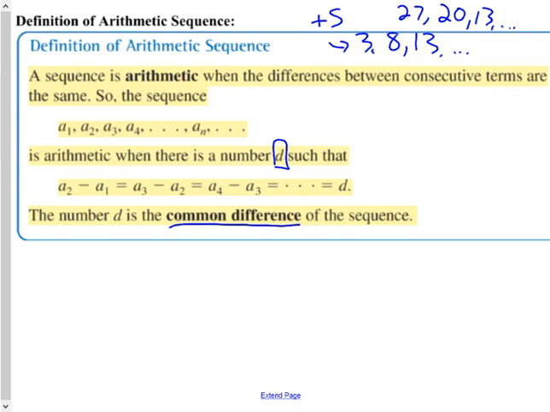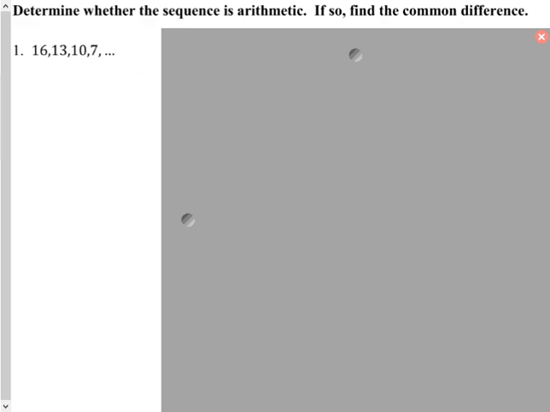And if you couldn't mathematically see 3 to 8 is plus 5, the formula is to go backwards. 8 minus 3 would give you 5. 13 minus 8 should also give you 5. So it's a way to check if it's an arithmetic sequence or not.